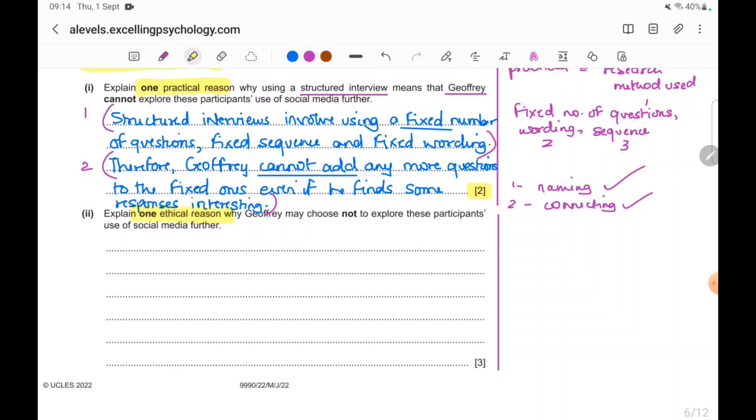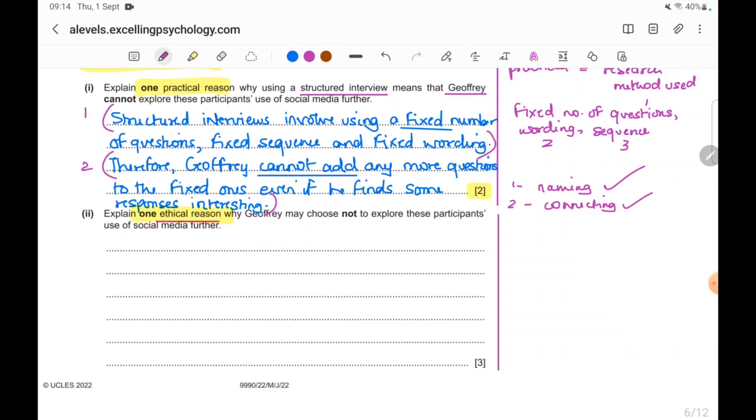Okay, explain one ethical reason why Jeffrey may choose not to explore these participants' use of social media further. So like I was just telling you, practical and ethical specifiers have been added so that students don't end up giving the incorrect type of answer. So that's good. The clarity of question wording has been increased with time.